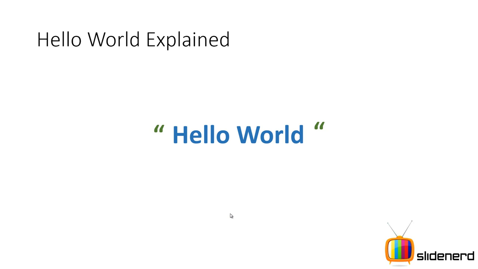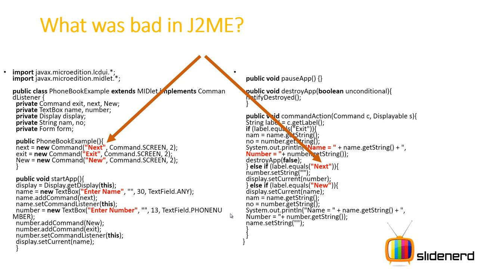But before we discuss anything about Android, what I want to show you is something about J2ME. I don't know how many of you are familiar with J2ME, but there are certain points that I want to show you here. If you take a look at this code, don't worry about what it does. But you can see there is a command over here which says Next. I highlighted that with the arrows over there.